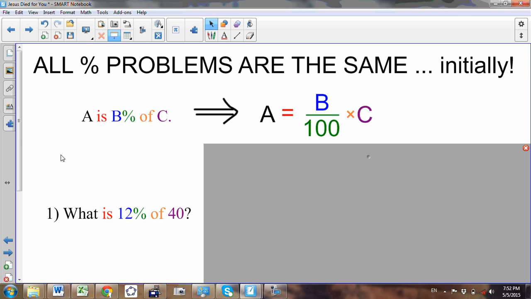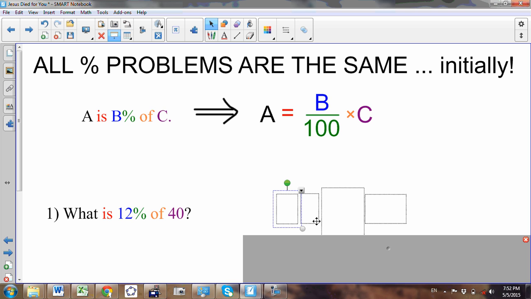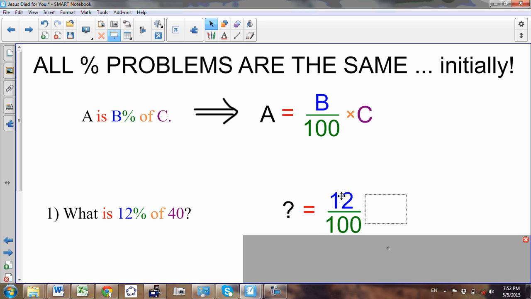So we can translate what is 12% of 40. This time it's the A that's unknown. What number is 12%? 12% is 12. Remember, percent means divided by 100. 12% of 40. That translates to times 40.